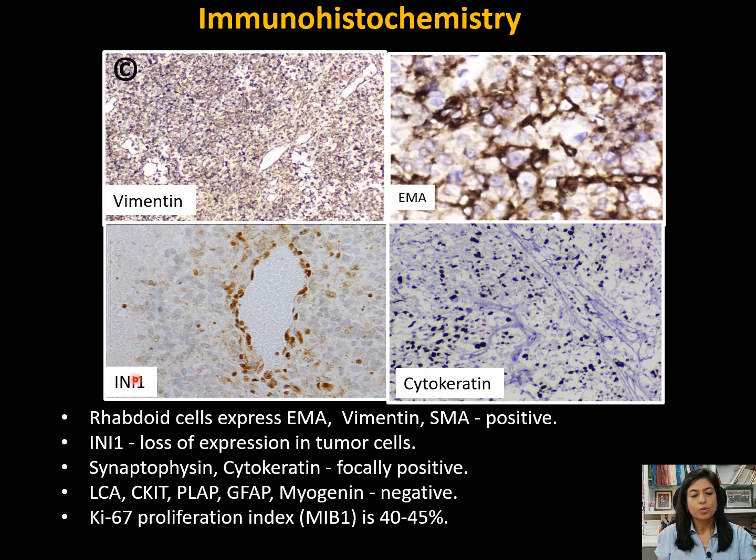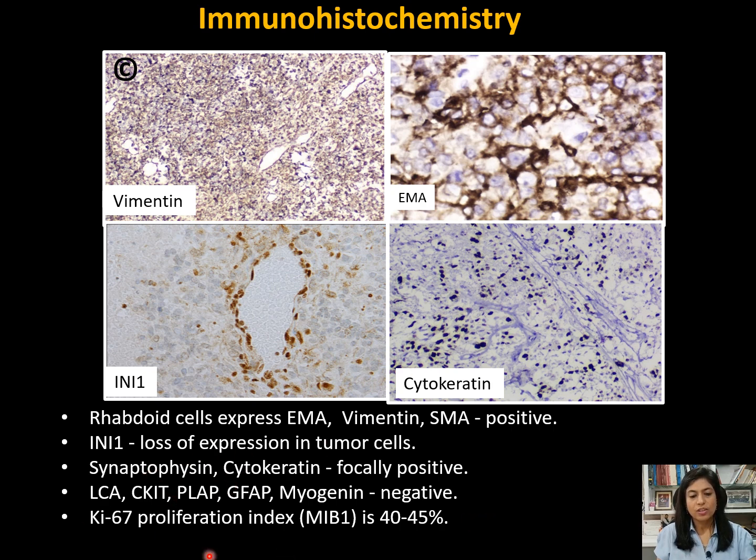So coming to immunoprofile, atypical teratoid rhabdoid tumor expresses a broad spectrum of immunoreactivities. Rhabdoid cells express EMA, vimentin, and SMA positivity. Now, the diagnostic feature of this tumor is the loss of INI1 expression in the tumor cells. You can see the tumor cells here are negative, and the positive control is the endothelial lining. So, you can see it is nicely expressed in the endothelial cells.